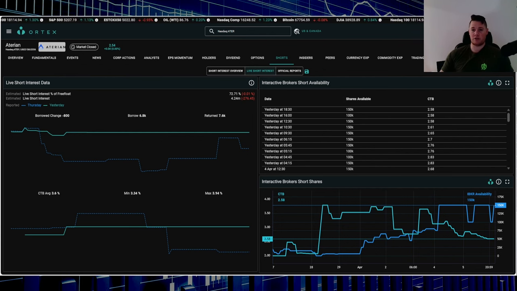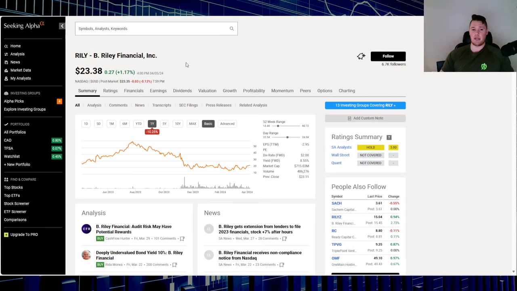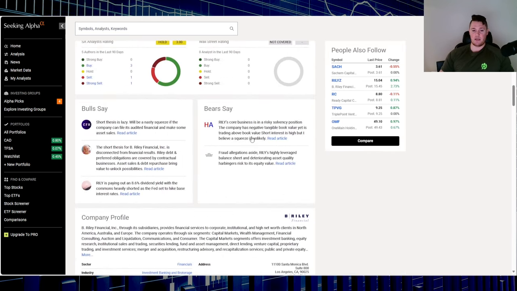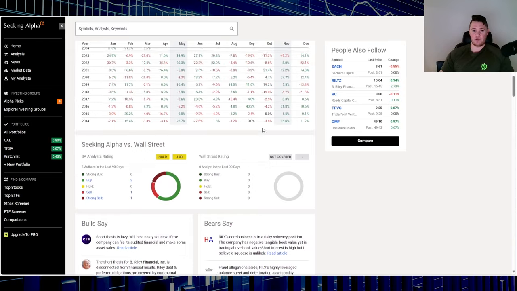Moving on to good old stock number three, another very popular stock among retail, and that is B. Riley Financial, ticker's RILY. Friday, it did go up 1.17%. This is what they do. So again, pause it and read through it.